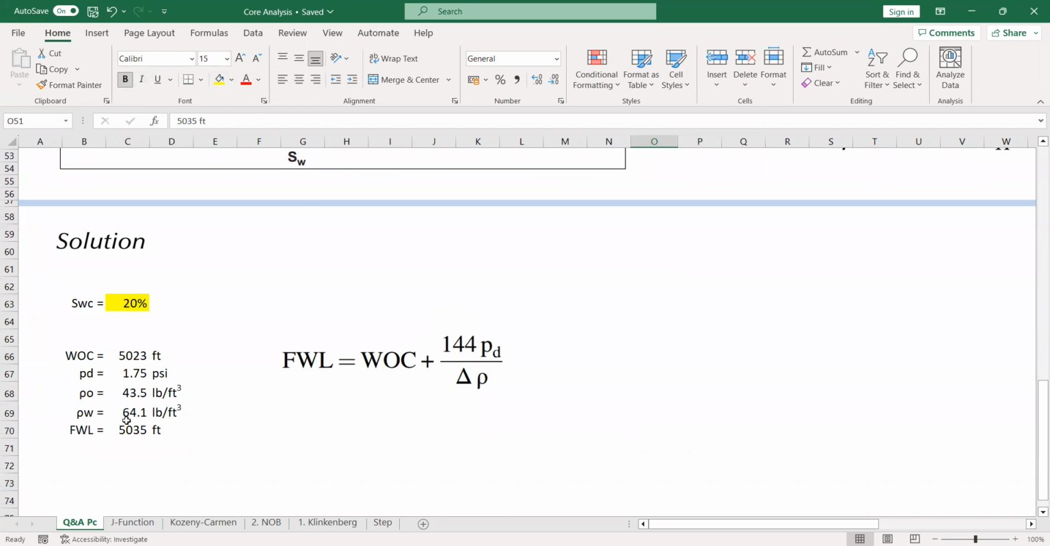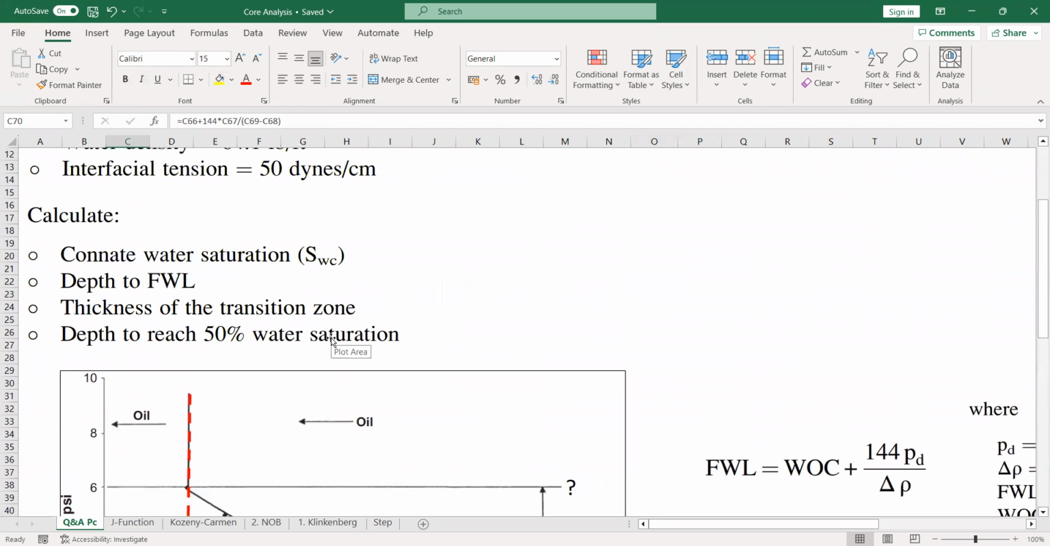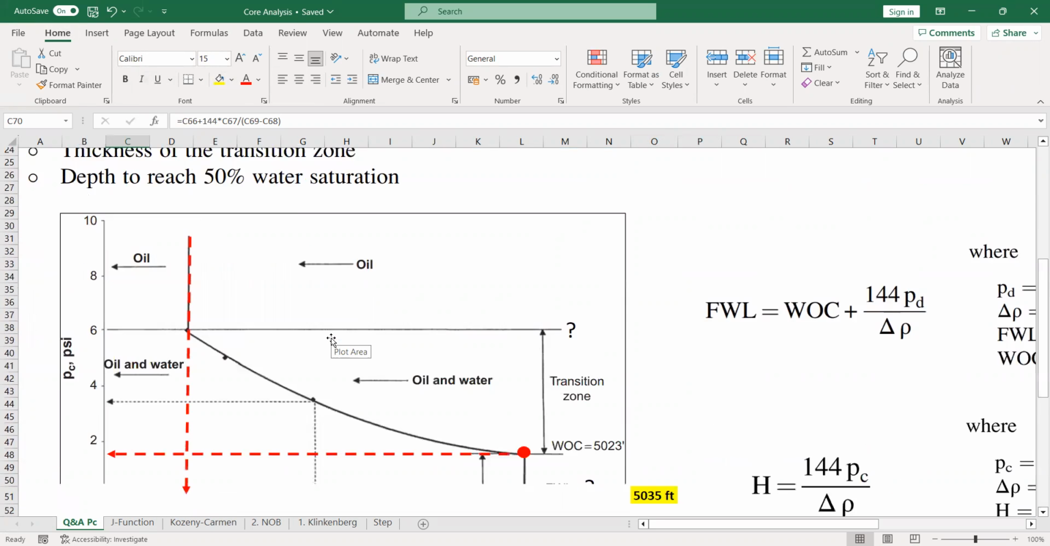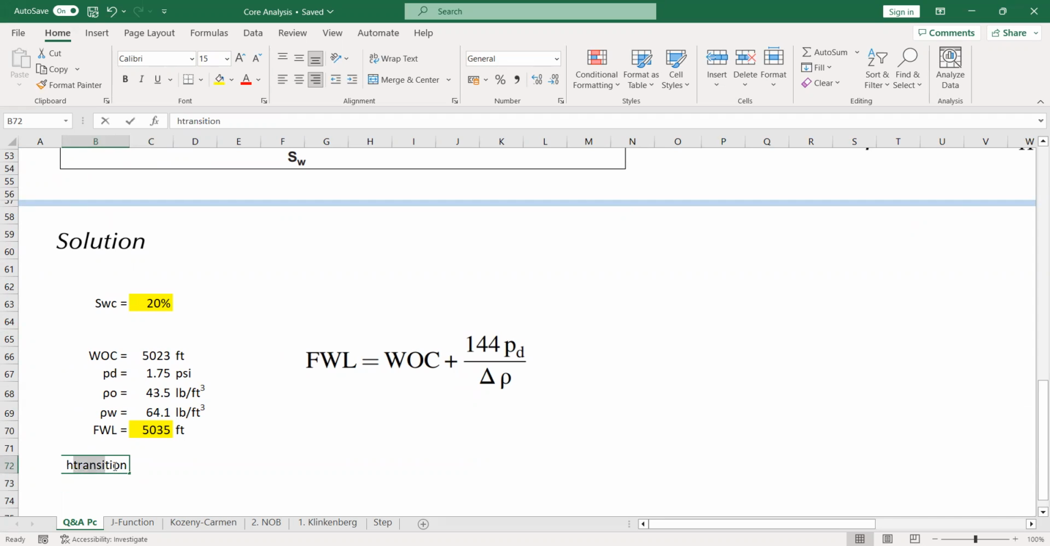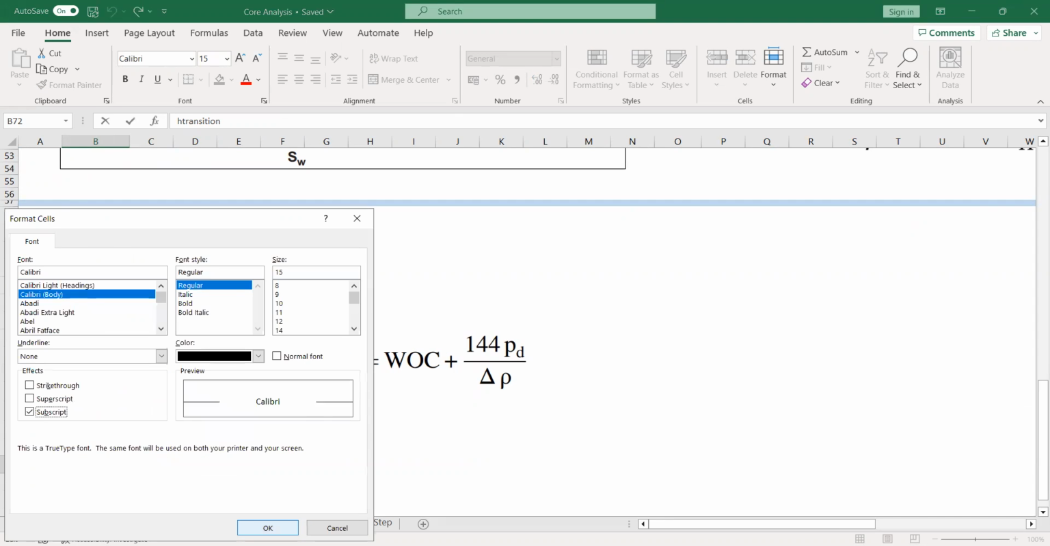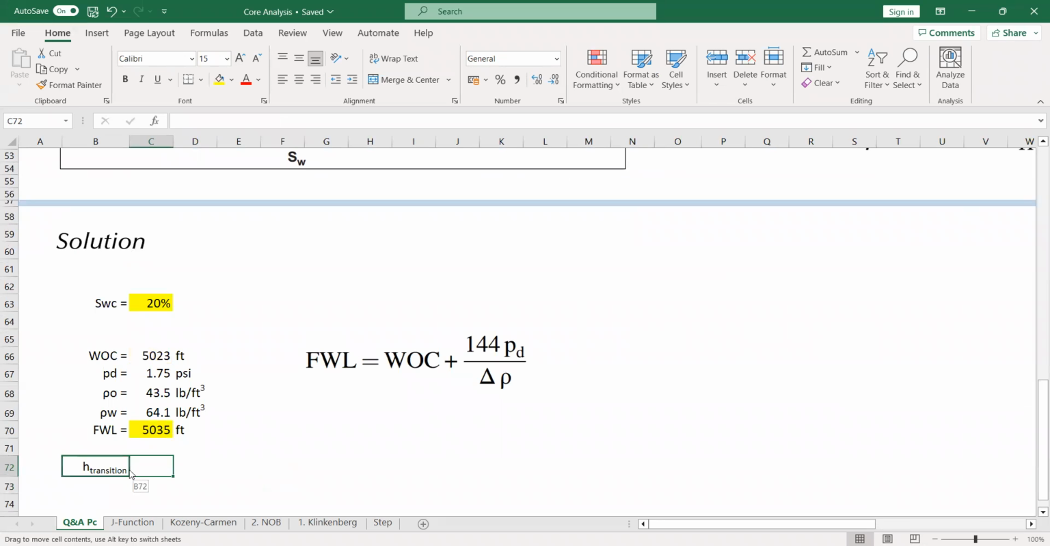All right, so that's the second point. And then thirdly, the thickness of the transition zone. Maybe we can call this H for thickness, format cell, subscript, transition, like this. Okay, I think it's quite cool.